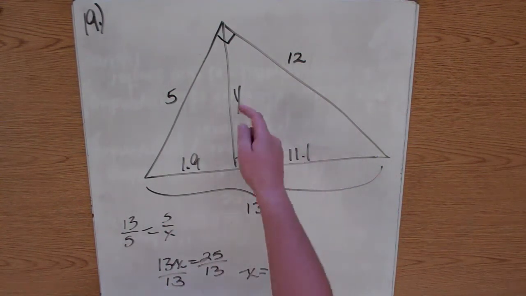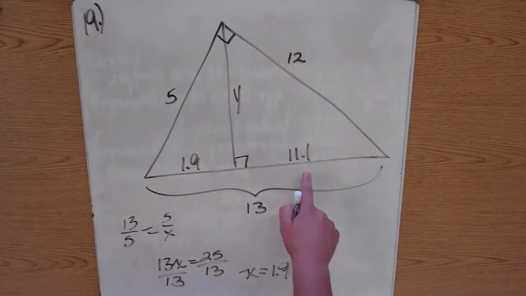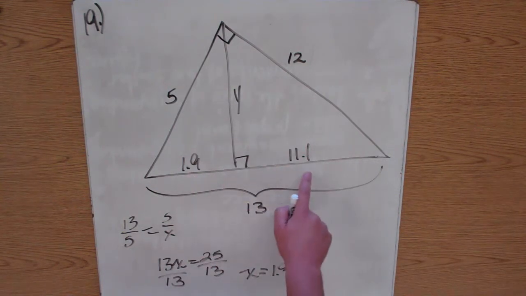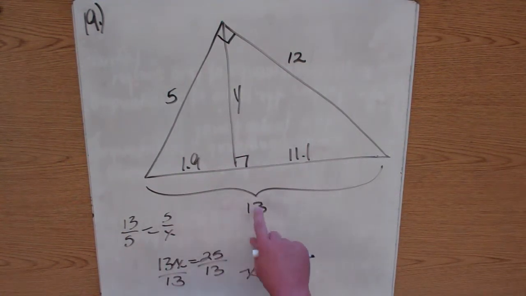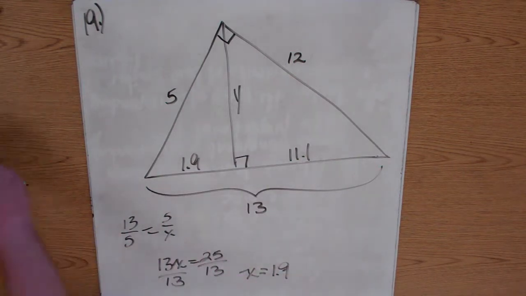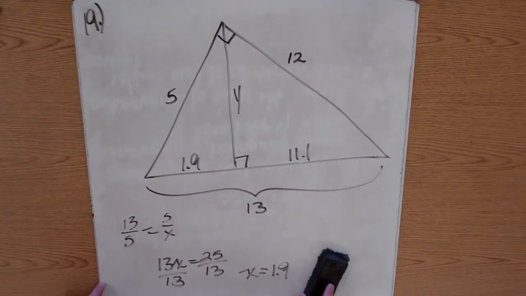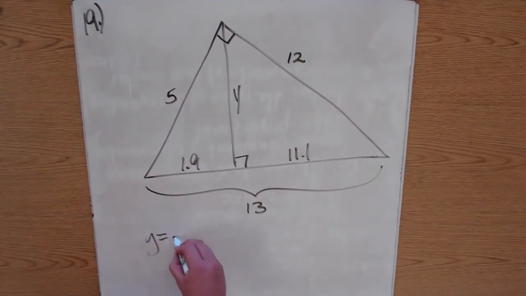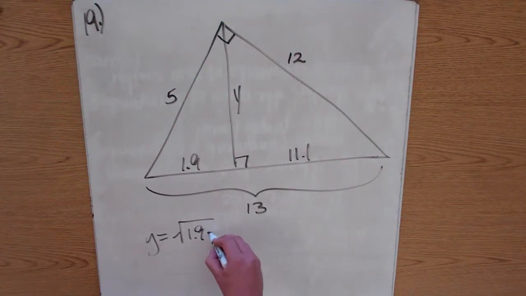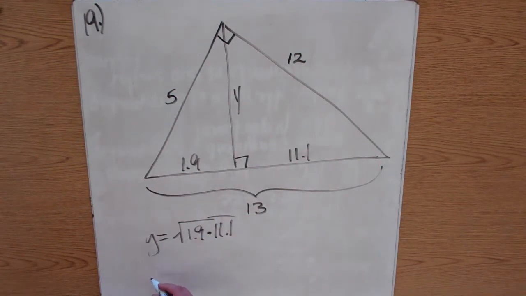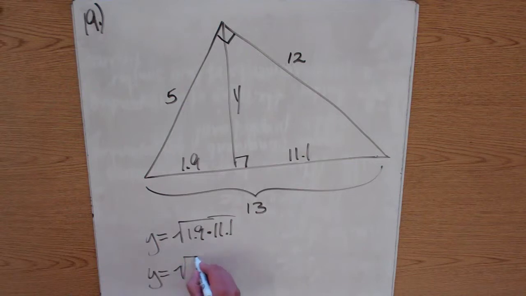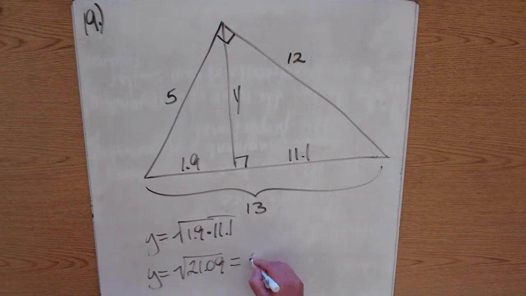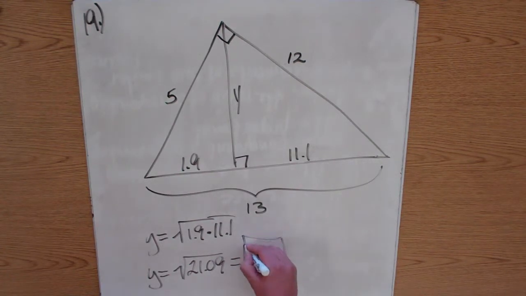Now, why did we have to do that? Well, because we got to find y, and we know that y is the geometric mean of these two numbers. So we had to have these two numbers before we could find y. So that's why we had to find x and then figure out what that was. Okay? So now y is simply the square root of 1.9 times 11.1. So y equals the square root of 21.09, which is 4.6.